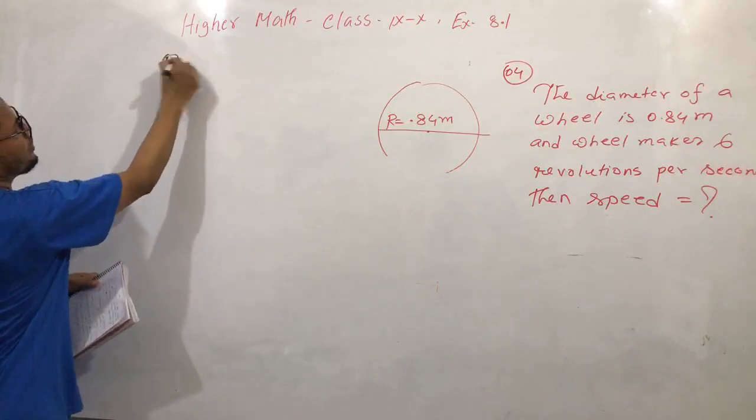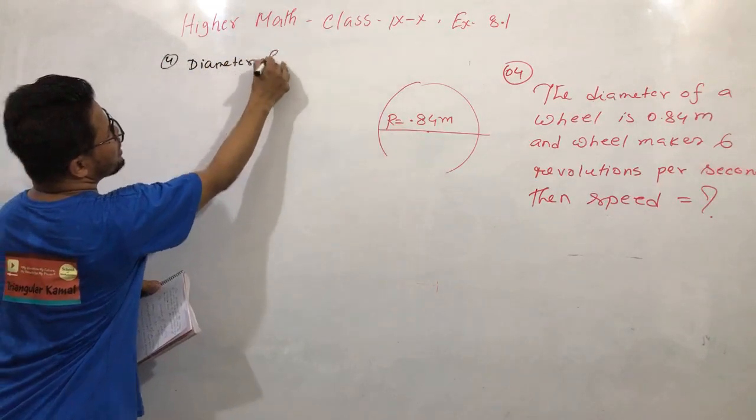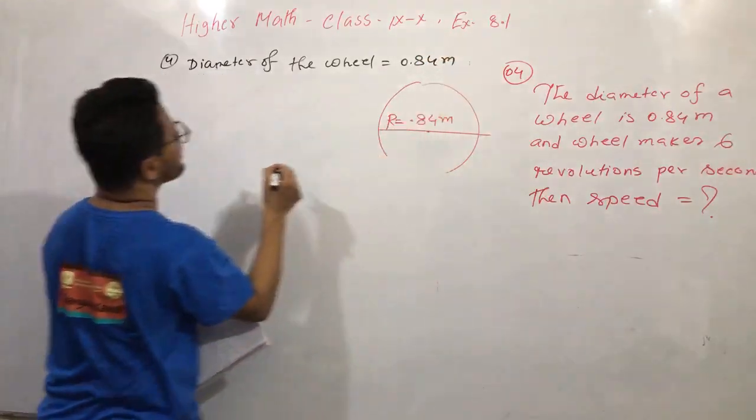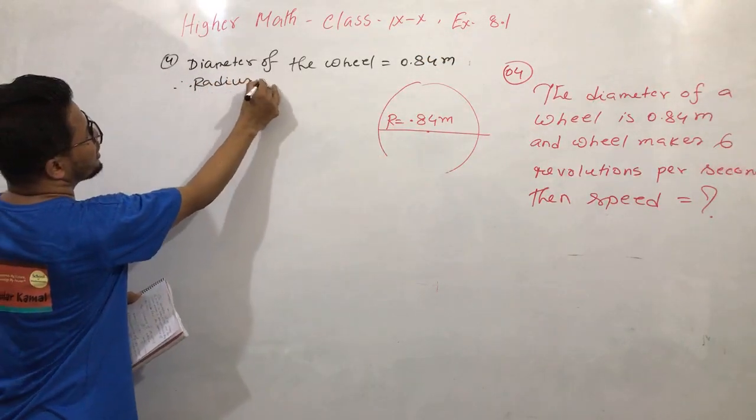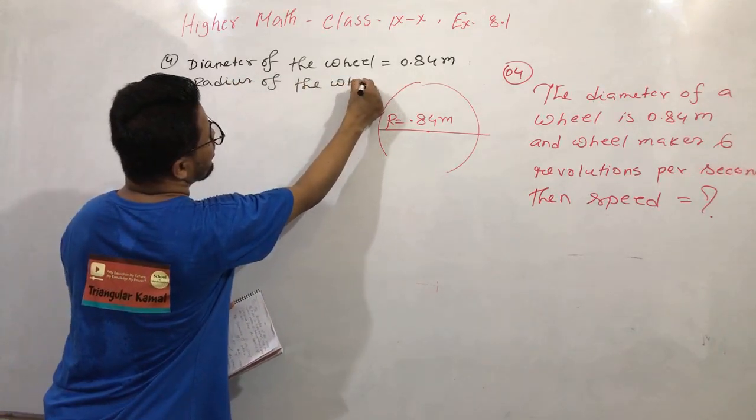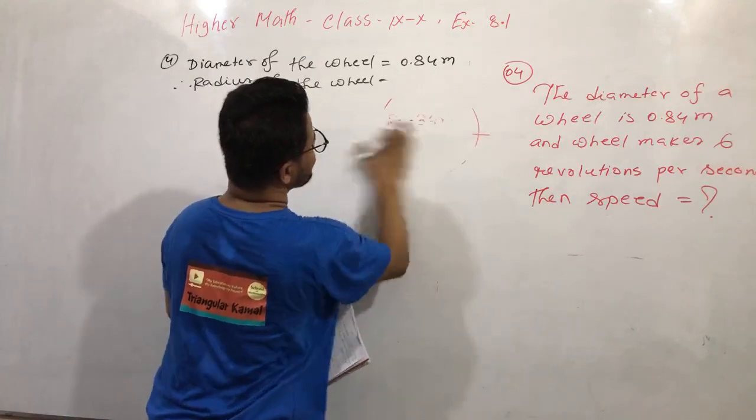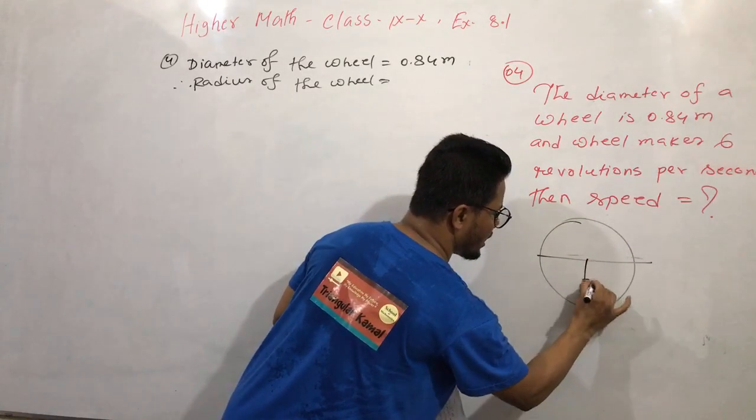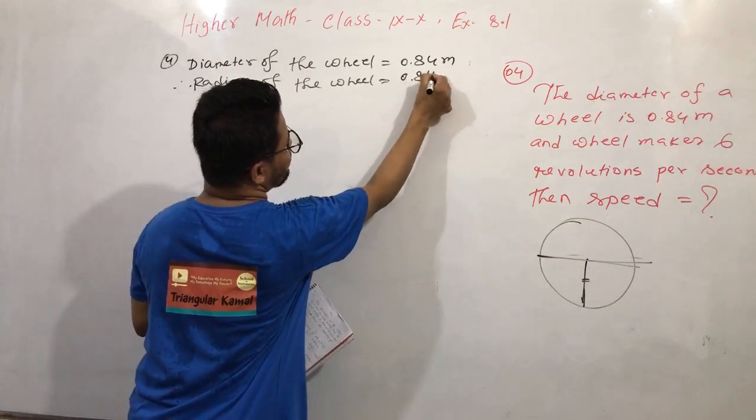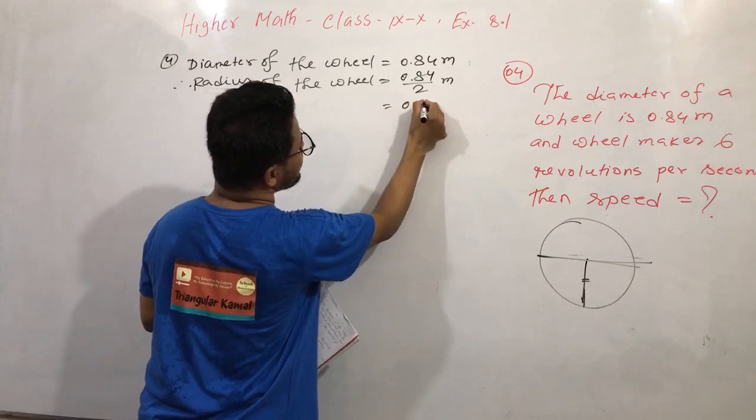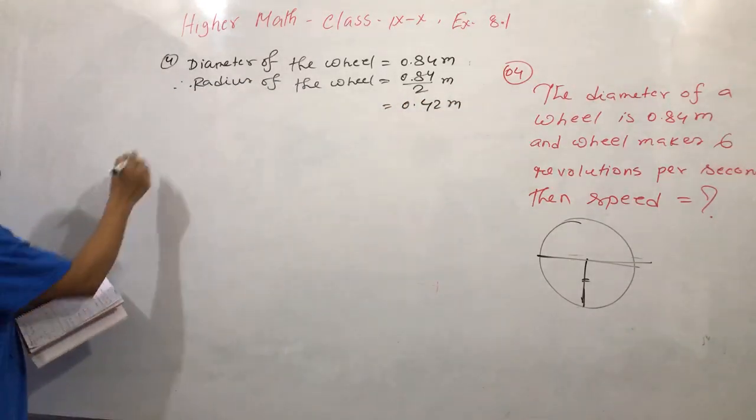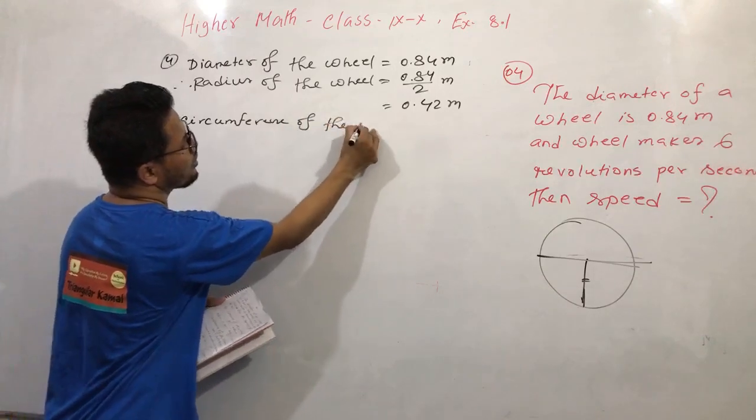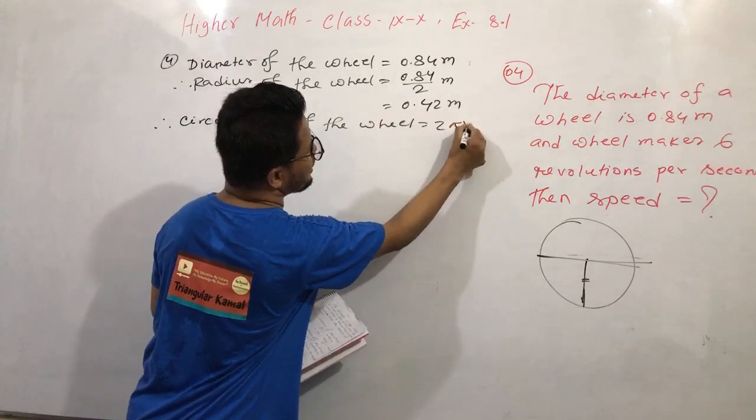I think number 4: diameter of the wheel equals 0.84 meter. So the radius of the wheel equals, what will the radius be? Radius is half of the diameter, like this one is a diameter and this one is the radius. 0.84 divided by 2 meter, that is 0.42 meter. And circumference of the wheel will be twice pi r unit.